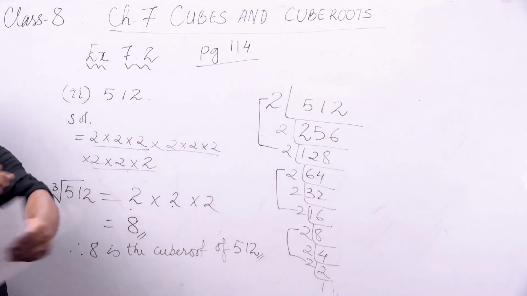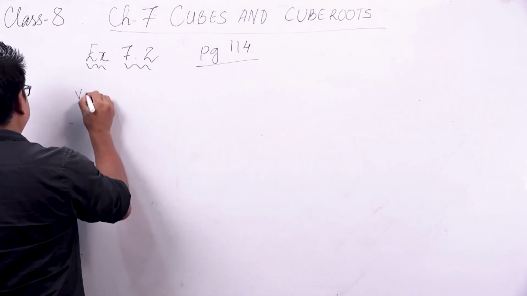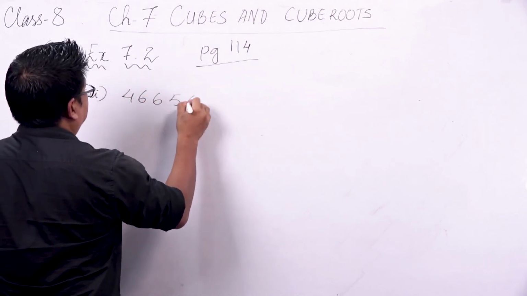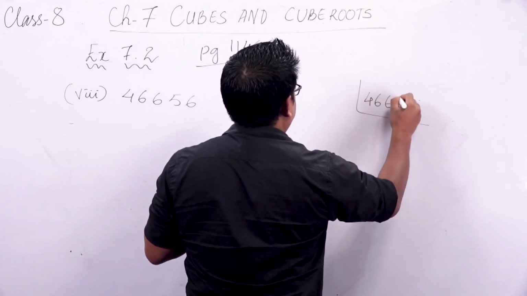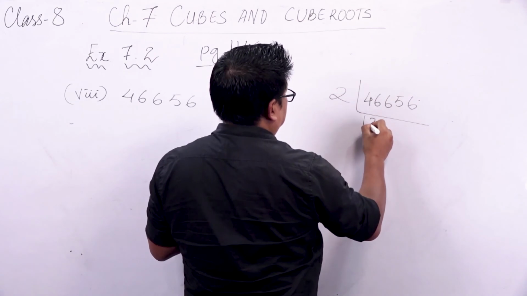Let's try one more number for better understanding. Let's try question 8. 46656. Let's find the factorization. 46656. Let's start with 2.